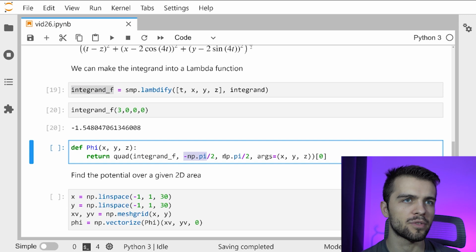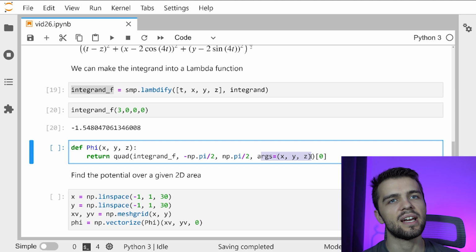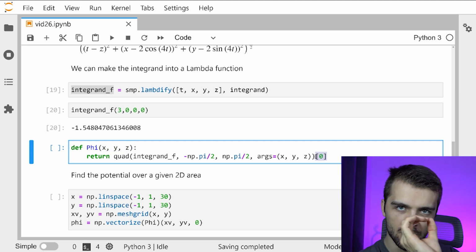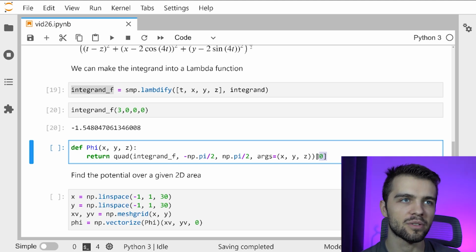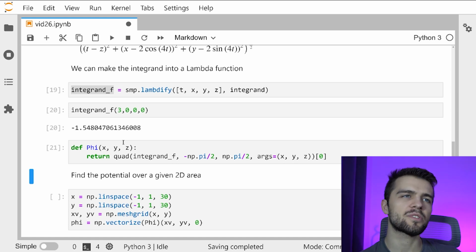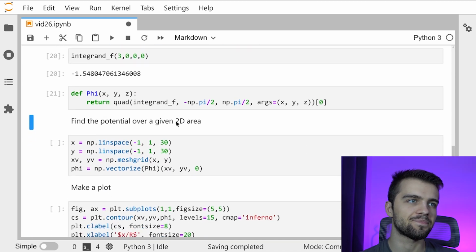I integrate from negative pi over 2 to pi over 2 using the quad function of scipy. I give x, y, and z as additional arguments, because remember that the potential is a function of x, y, and z in space. And I take the first argument of this because integrate, of course, returns the value of the integral, but also the error on the integral. So I just want the value of the integral here. So it's a function of x, y, and z. So I pass a specific point in space. It integrates over all of this for specific values of x, y, and z, and it integrates over t.